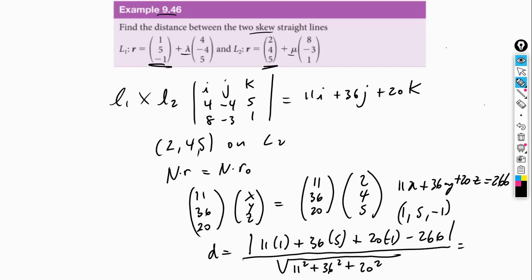And if you do the math here, you're going to get 95 over the square root of 1,817.